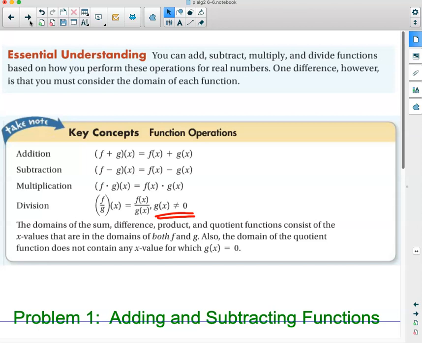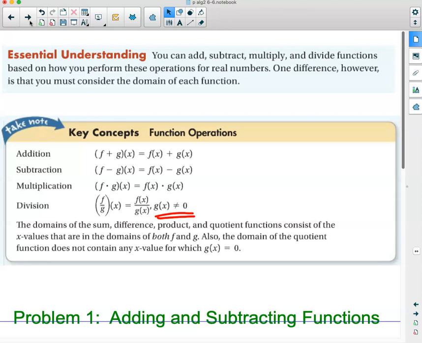So it says the domains of the sum, difference, product, and quotient consist of the x values in the domains of both f and g. So we're going to talk about the domain of f. We're going to talk about the domain of g. But what we're really interested in is when we put them together, what numbers work in both of them, not just one or the other. It has to work in both. Also, the domain of the quotient function does not contain any x value that would make that denominator 0.